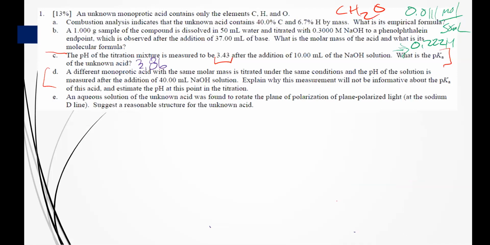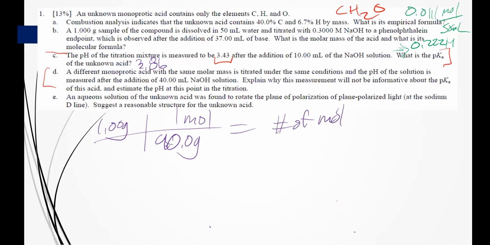Would it still be 37 milliliters? It would still be 37 milliliters because if we have 1 gram, and they have the same molar mass, if we want to turn those into moles, that's still our 90.0 grams to 1 mole. So since they have the same molar mass, we're still going to get the same number of moles. And since they're both monoprotic acids, they'll both take the same amount of NaOH to get there.